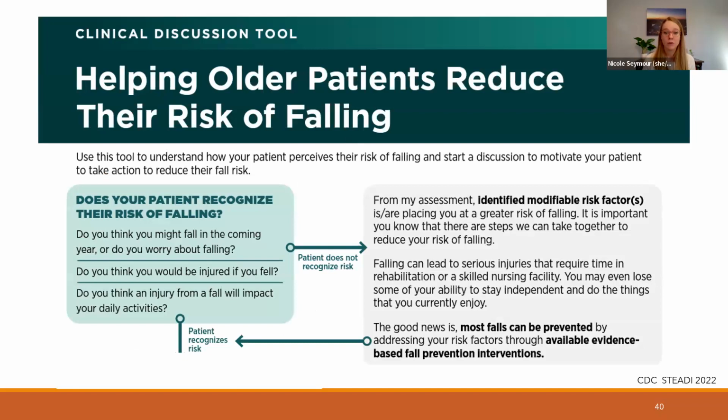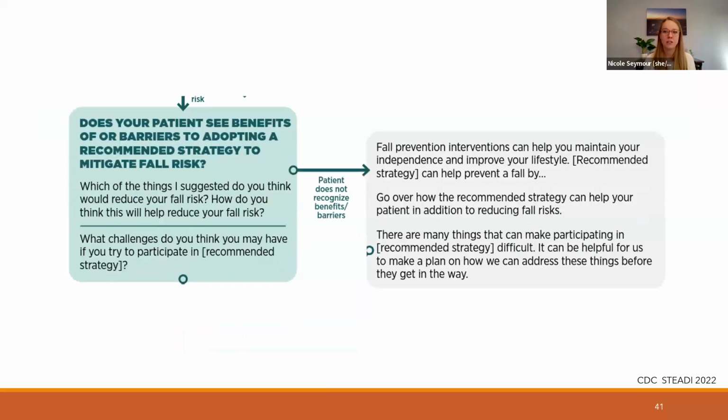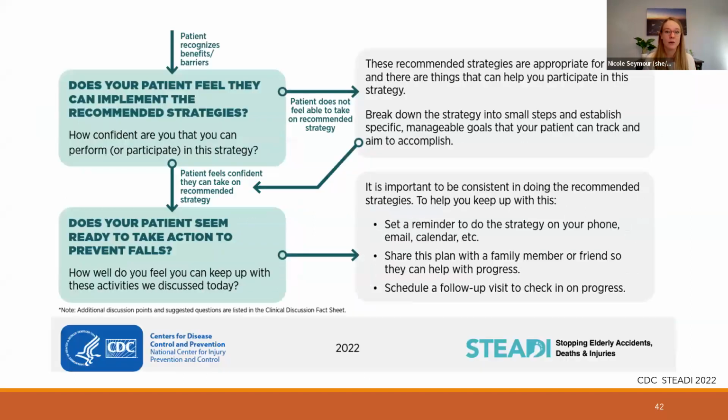This is a quick preview of a one-page CDC STEADI clinician discussion tool, which asks first whether the patient recognizes their risk of falling, with some talking points to assess and respond depending on where they're at. They then suggest exploring whether the patient understands the benefits of and barriers to adopting a strategy. The next slide shows how they recommend following up with an assessment of the patient's self-efficacy and readiness for action. They build in tips and talking points throughout.